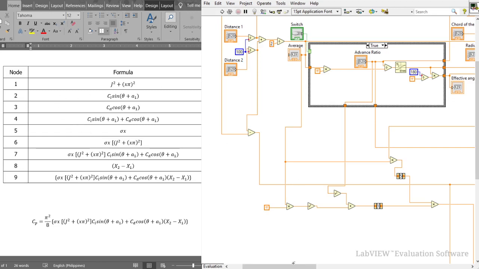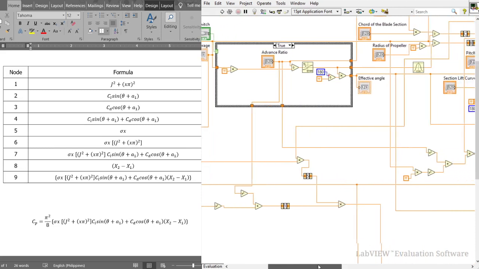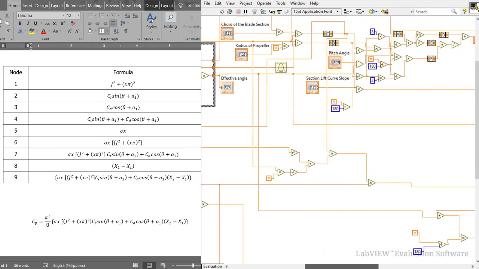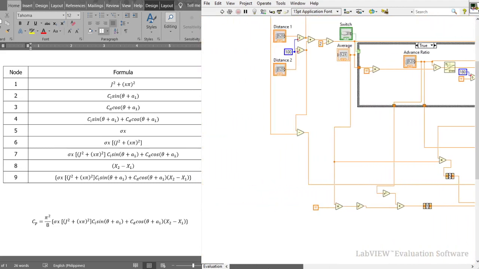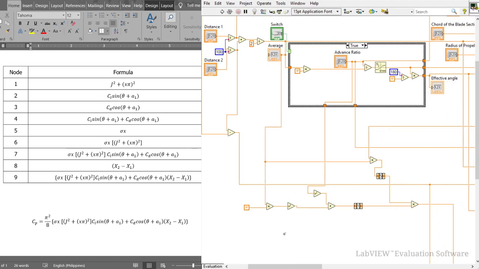Moving on to the block diagram, you can see here that the coefficient of power is connected to the coefficient of thrust because they have almost the same formula. So for the first node, the product of the average and pi is squared and then multiplied by J squared, which is the advance ratio.